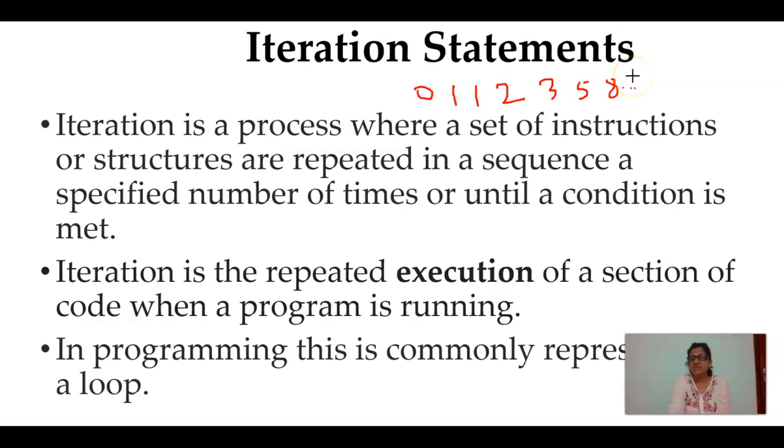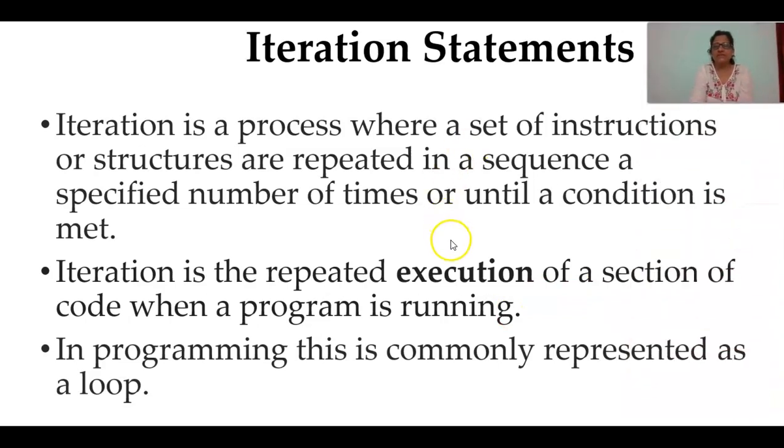What is this all about? This is again iteration, because in the same fashion I'm changing my sequence. So that is the idea behind the Fibonacci series or Fibonacci sequence, or the table, which is nothing but iteration. It is specified how many number of times, until a condition is met. So iteration is the repeated execution of a section of code when the program is running. So a specific code has been given.